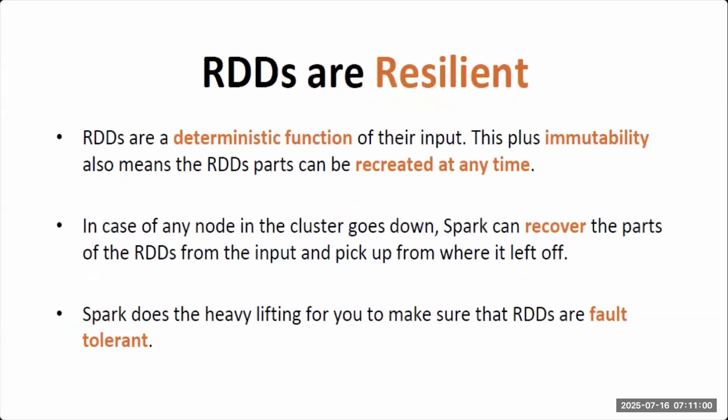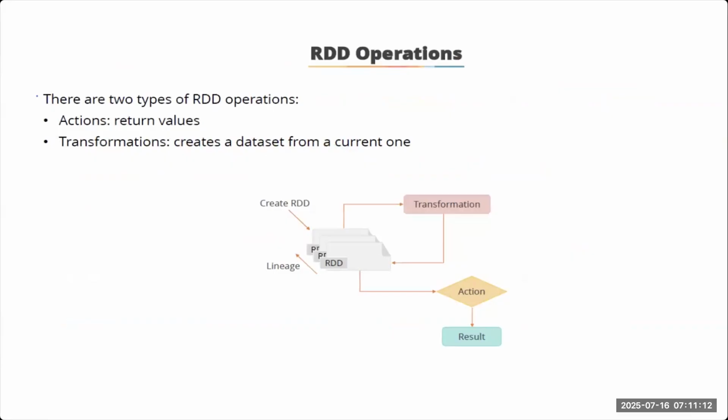Okay, RDD, we covered it: a resilient distributed dataset. Why do we call it a resilient distributed dataset? There are two types of operations on an RDD. One is action and another is transformation.